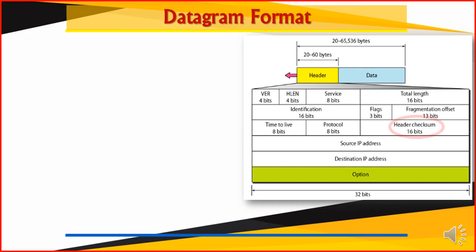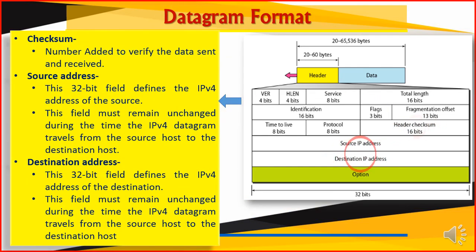The next block is the checksum block. A number is added to each and every piece of data sent in the network to verify that the data which is sent is actually received. The next block is the source address block. This 32-bit field defines the IPv4 address of the source. This field must remain unchanged during the time the IPv4 datagram travels from the source host to the destination host.